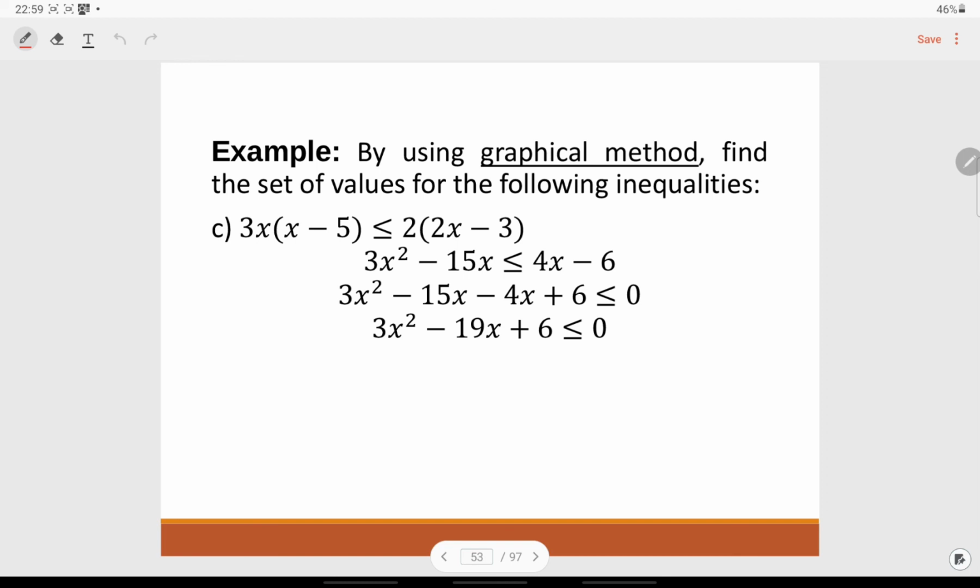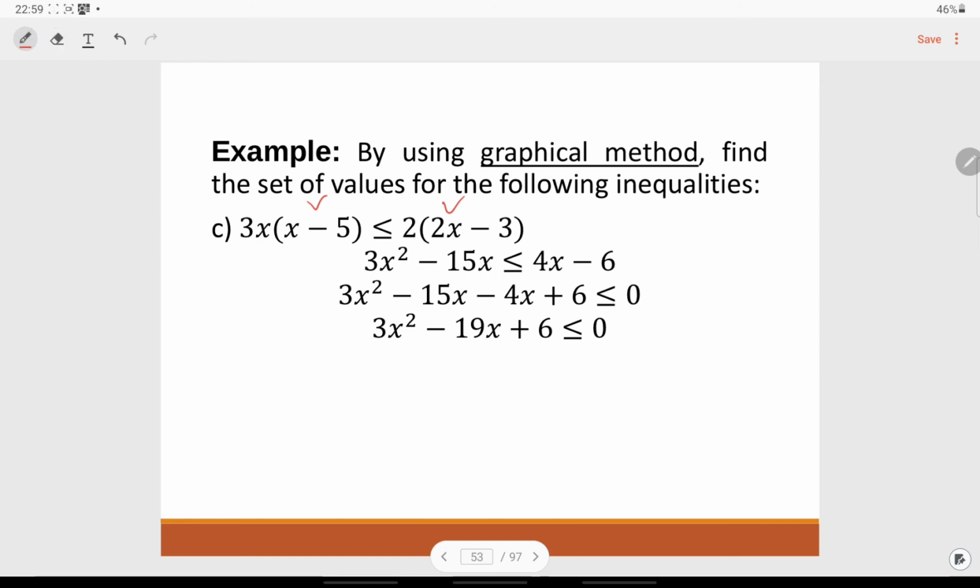Another question, using the same method. First of all, we are given this kind of inequality. Remember, our aim is to write this inequality in the standard quadratic form, ax squared plus bx plus c. So you need to rearrange it algebraically. How to do it? We expand. We have 3x squared minus 15x at the left hand side, and at the right hand side, we have 4x minus 6 after we expand the multiplication.